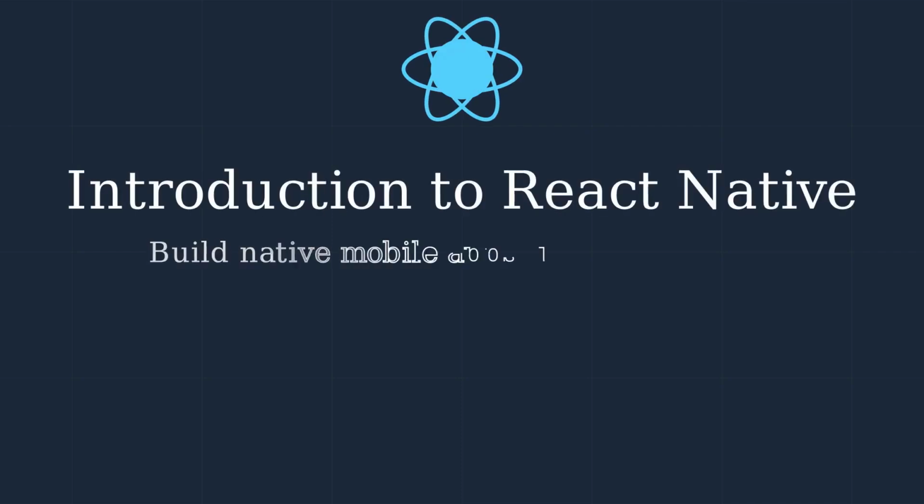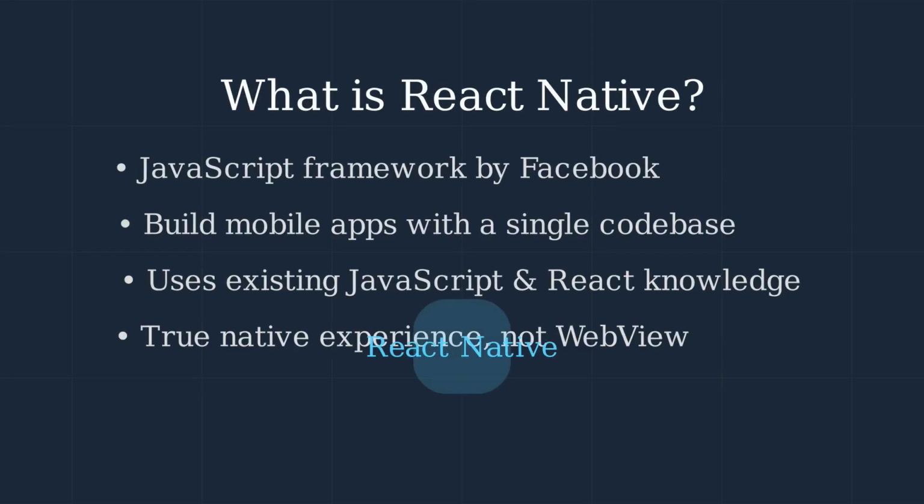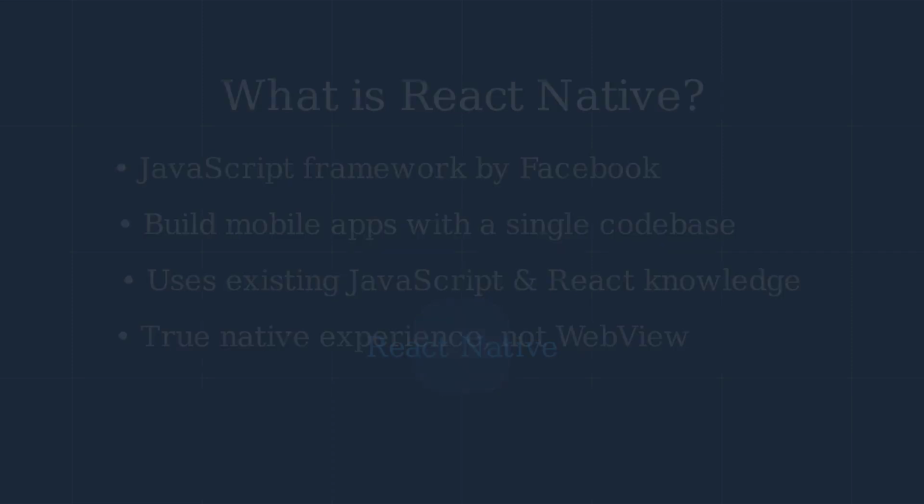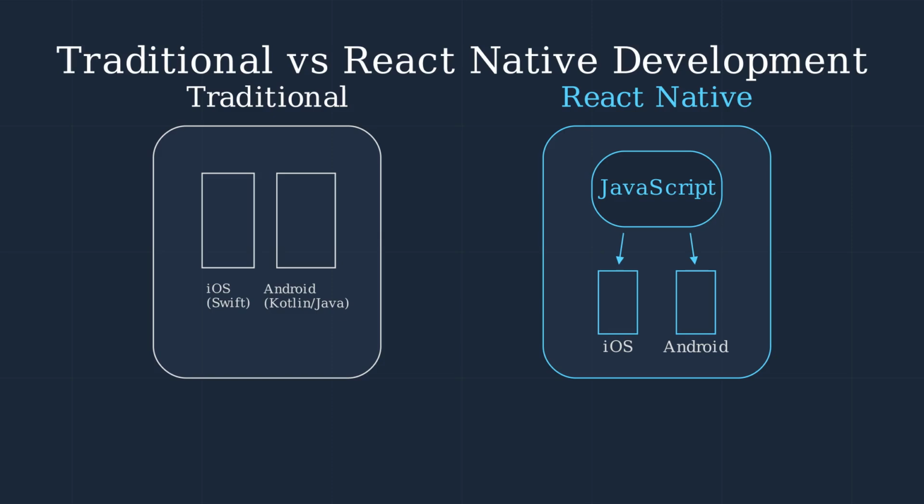React Native is a popular JavaScript framework created by Facebook that allows developers to build mobile applications for iOS and Android using a single codebase. Unlike traditional mobile development approaches that require learning platform-specific languages like Swift or Kotlin, React Native leverages your existing JavaScript and React knowledge. Traditional mobile development requires separate codebases for iOS and Android, but React Native allows you to build for both platforms with one codebase.